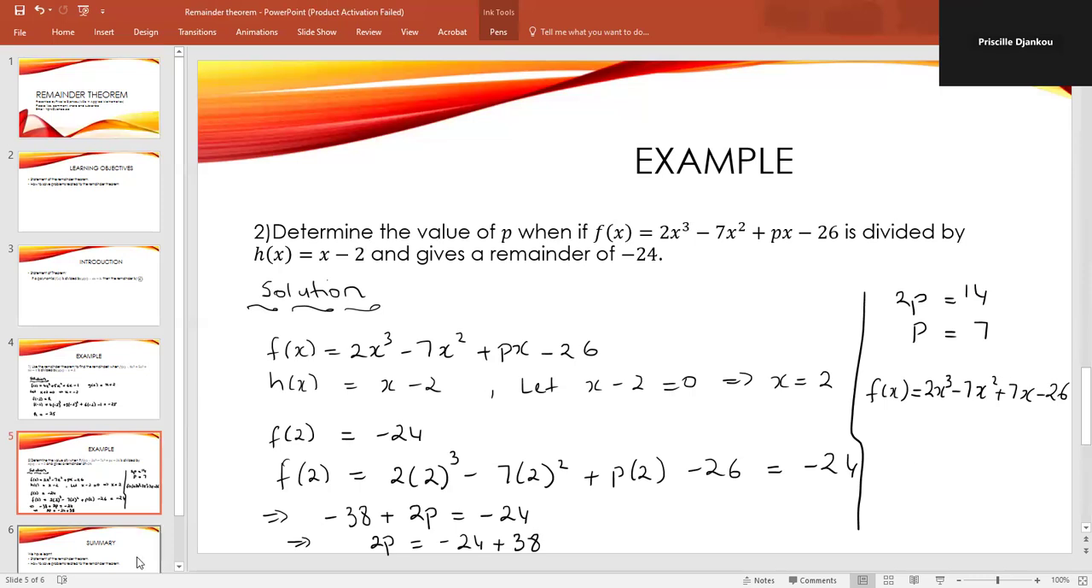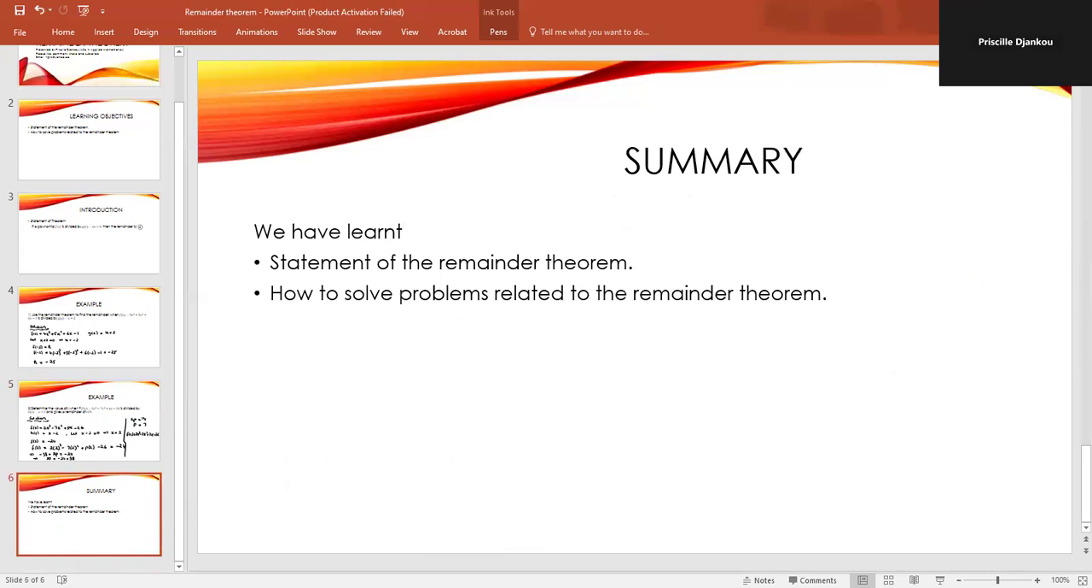So what did we discuss up to this extent? We discussed the statement of the remainder theorem, which states that if a function f of x is divided by another function h of x equals ax minus b, then the remainder is f of b divided by a. That's the statement of the theorem. And we did see how we can use the theorem to solve problems related to this topic.